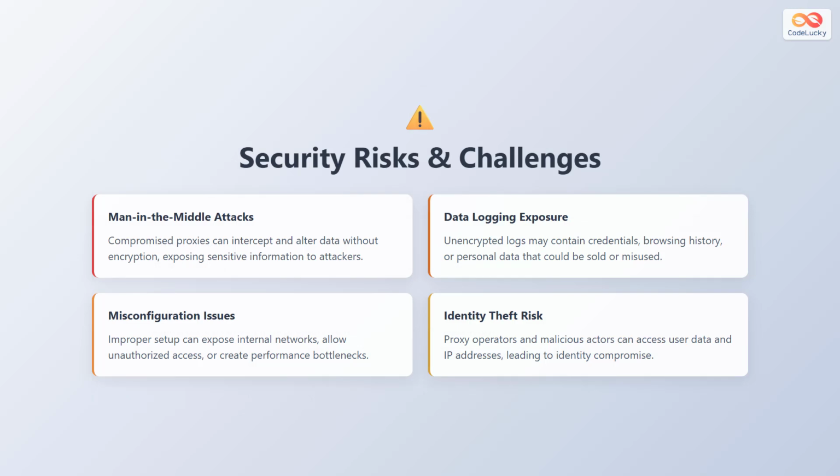Proxy servers present 4 security risks that must be understood. Man-in-the-middle attacks occur when compromised proxies intercept and alter data without encryption, exposing sensitive information. Data logging exposure happens when unencrypted logs contain credentials, browsing history, or personal data that could be stolen. Misconfiguration issues arise from improper setup that can expose internal networks and create performance problems. Identity theft risk occurs when proxy operators and malicious actors access user data and IP addresses, leading to identity compromise.